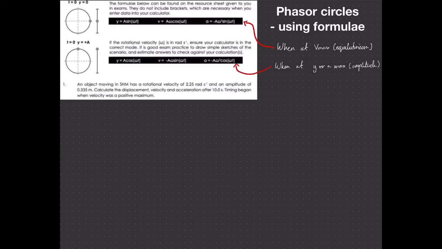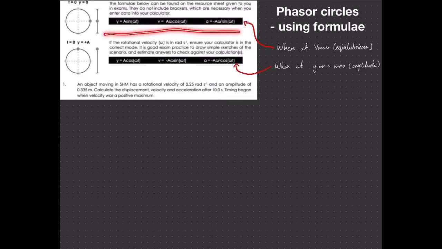Today we're going to be talking about phasor circles, specifically using formula to calculate displacement / extension, velocity and acceleration. A reminder that capital A is our amplitude and lowercase omega or wiggly w is our angular velocity. They've given us two sets of equations here.